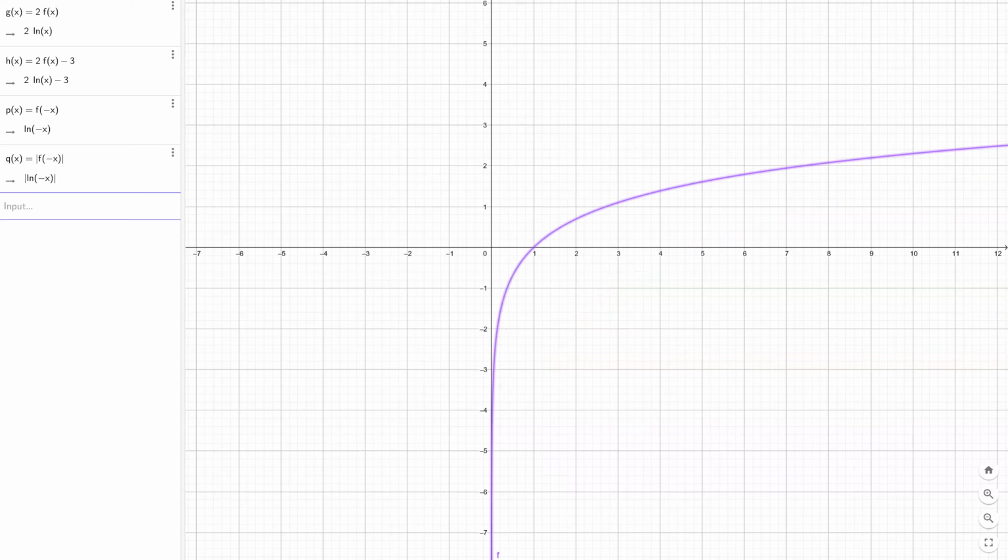The second question wants us to find the modulus of f(-x). So again, start with your f(x). Firstly, we're going to do f(-x) because we're going to deal with the bracket first. So remember, f(-x) means all your positive x's now are going to be negative x's. So the asymptote still remains unchanged. It's still got an asymptote here of x equals 0, because basically you're reflecting in the line x equals 0.